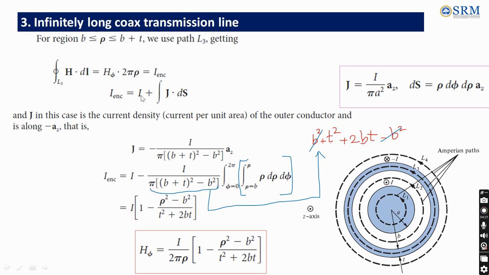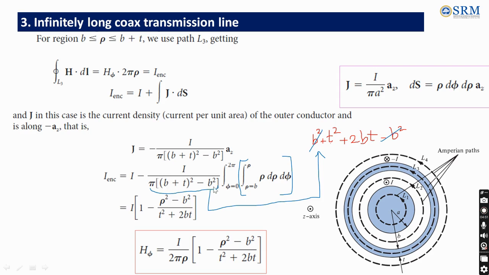So if I substitute in this expression, for this component it is minus I, this entire term, and I have to substitute the dS. The surface area is the same as before, it is rho d phi only, the z component will not come. But for the limit of rho, the starting is b, but for the ending I should not take b plus t, it should be rho only. Okay, and for the azimuth angle it is 0 to 2 pi.